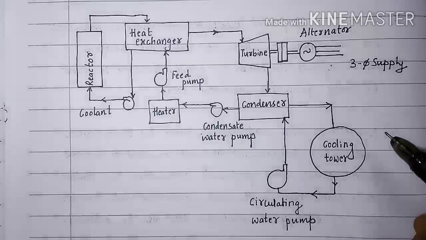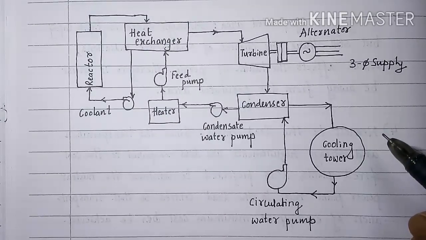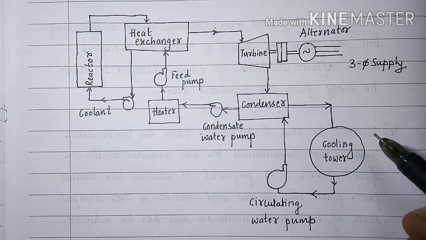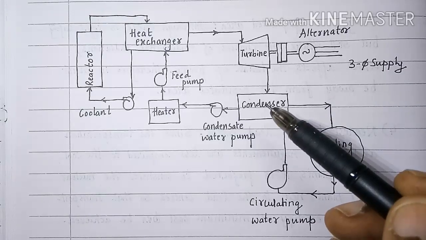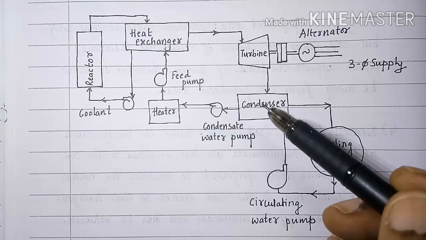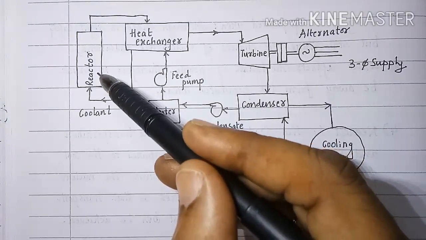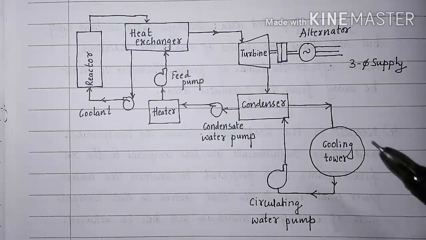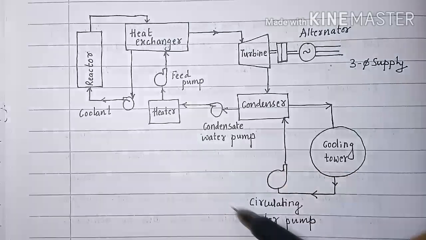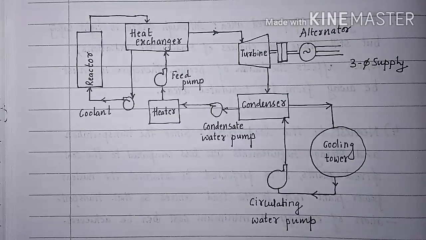If you look at this block diagram, you will understand that there is very much a similarity between the coal-fired steam power plant and nuclear power plant. The main difference is, instead of a boiler, a reactor and heat exchangers are used.